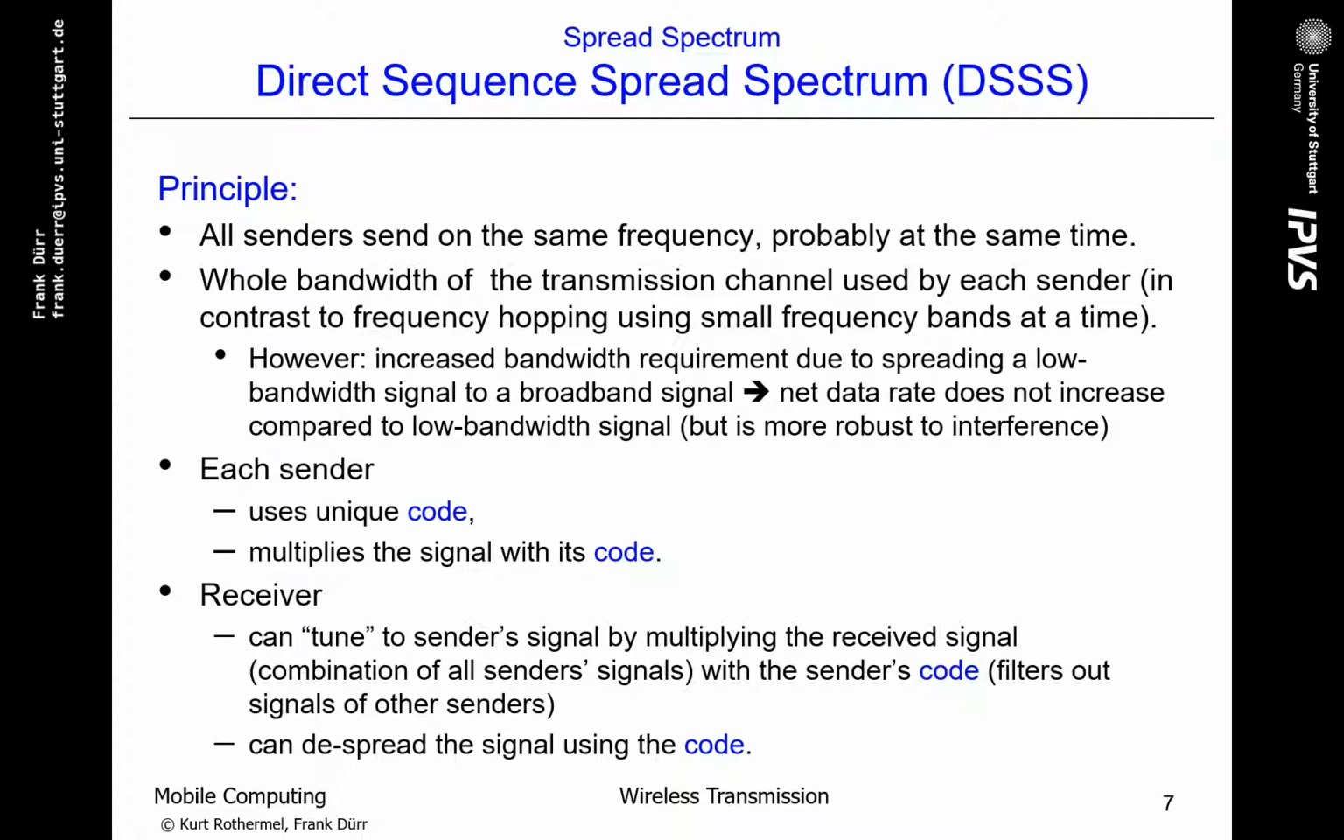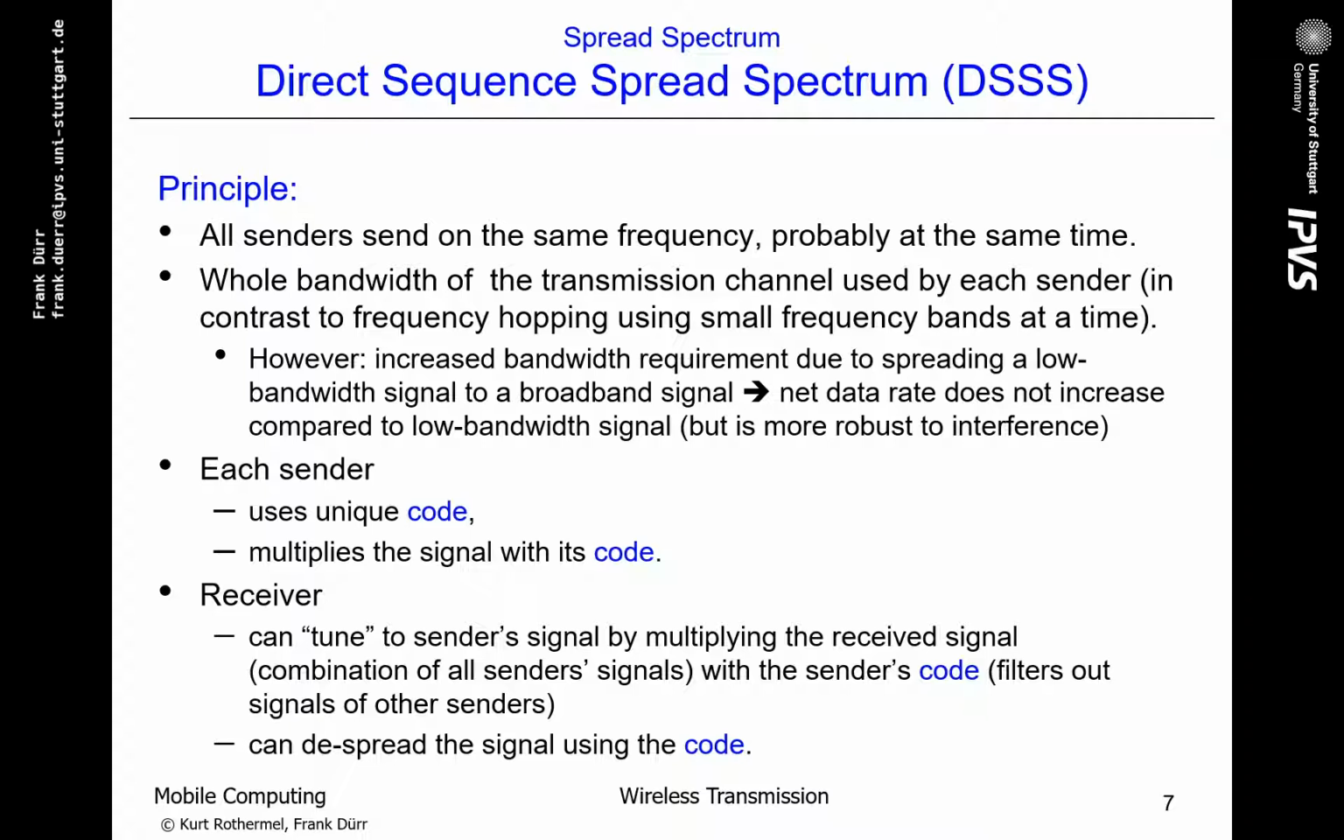So you have to remember that we spread a low bandwidth signal to a broadband signal, and the net data rate depends on the low bandwidth signal, but the robustness to interference will increase by spreading that low bandwidth signal to the broadband signal. So now a little bit more technically, each sender is now using a unique code. So that brings us back to code division multiplexing.